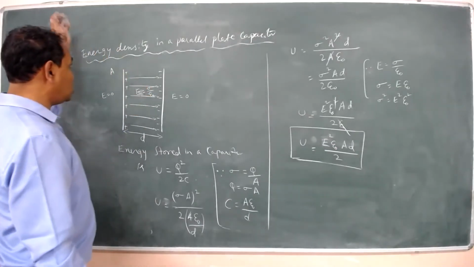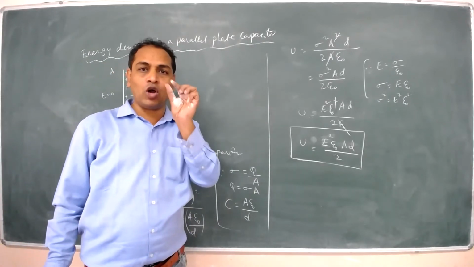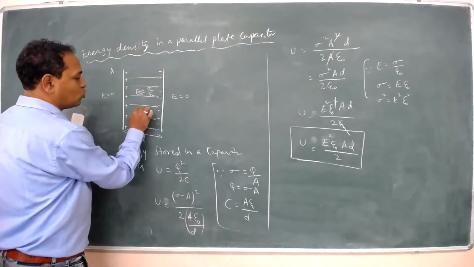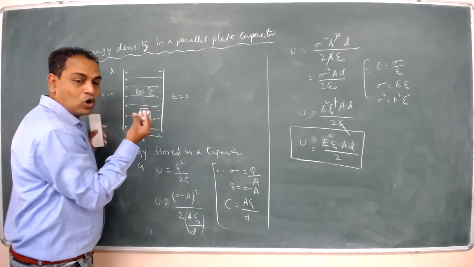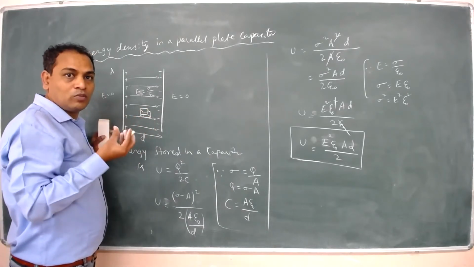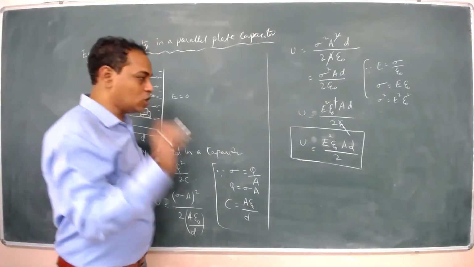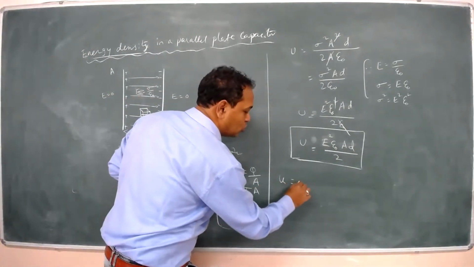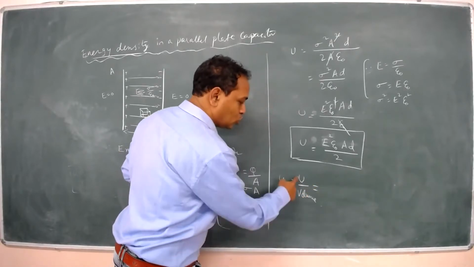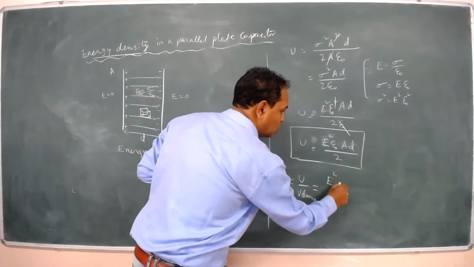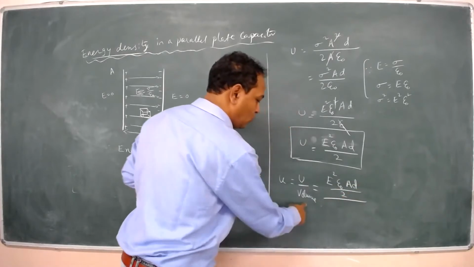Okay, but here I want energy density. What is energy density? This is the energy stored in a unit volume. Suppose I consider a small unit volume, I have taken. In this small unit volume, how much energy is there? That is called energy density, which is represented with the letter small u. That is, small u is equal to total energy by its volume. So total energy is this much, E square epsilon naught A D by 2, whole divided by volume.